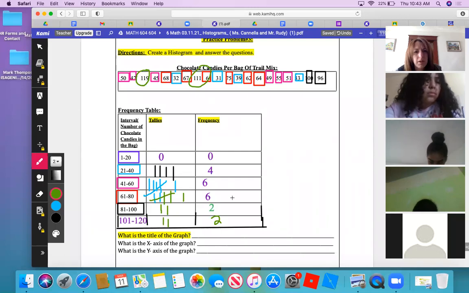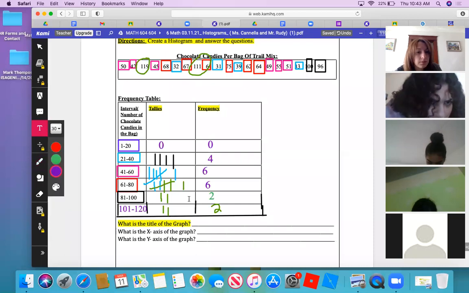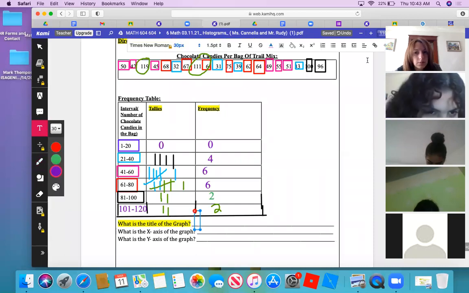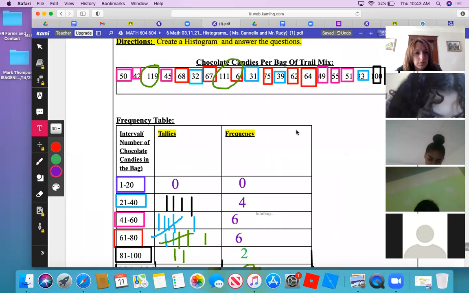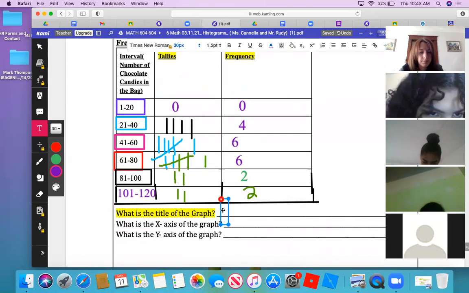What's the title of this graph, guys? Look at the interval. Hold on, I can't see. It's a little too small. Interval, let's say it. Interval, number of chocolate candies in the bag.